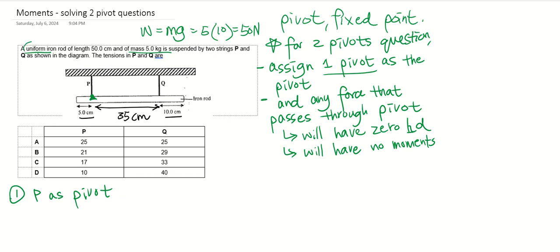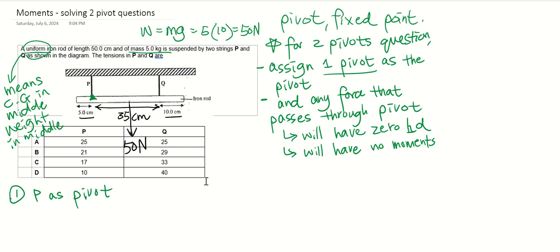And because it is a uniform rod, the weight will be in the middle of the rod. I know I haven't taught some of you about CG yet, but it will be in the middle of the rod if it's uniform. So let me write it down. Over here I wrote: uniform means the CG is in the middle. That means the weight is acting in the middle and it is going to be 50 Newton.